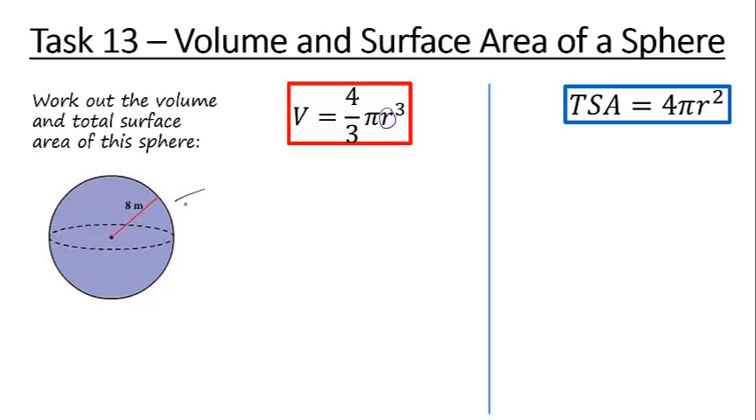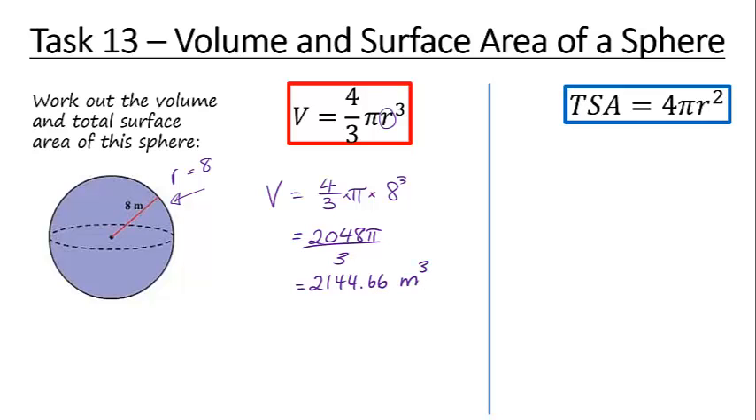So if you wanted to work out the volume of this sphere here, we've got a radius of 8 meters. So I would do the volume is 4/3 times pi times the radius, which is 8 cubed. And you can put that right into your calculator. Okay, when you do, you get 2048 pi over 3, and if we work that out to 2 decimal places, I would get 2144.66 meters cubed.